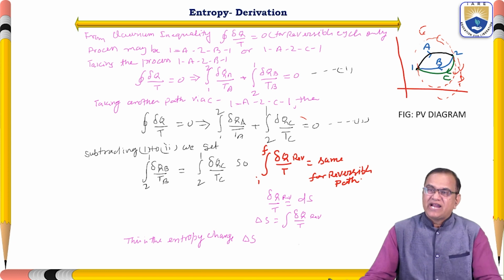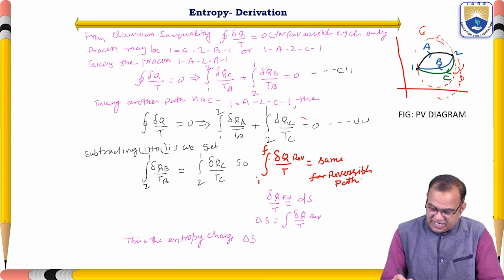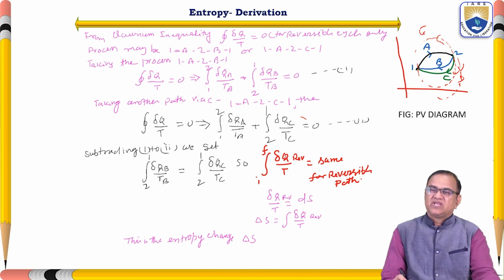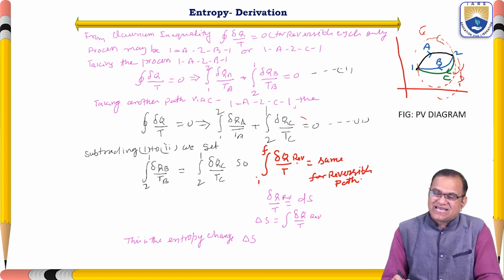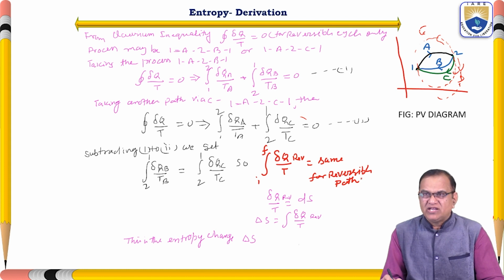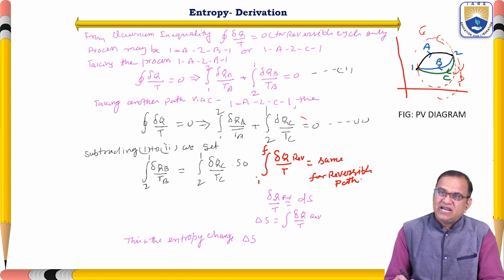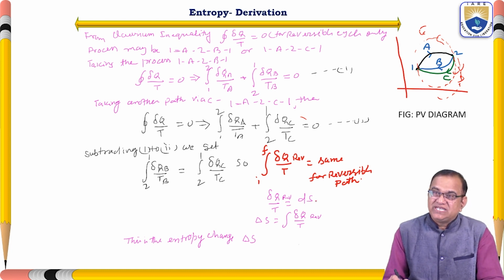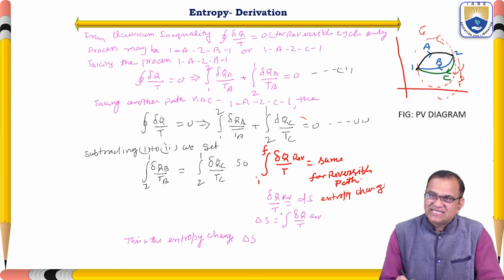From there we have derived the equation, and this property, that is 1 to 2 are initial to final. Del q of reversible cycle by t will be same for all reversible paths. Any reversible path, the ratio of del q by t will remain same. So here del Q reversible by T is equal to ds. This ds is entropy change, or change in entropy. So here we got del S is equal to del Q by T for reversible.